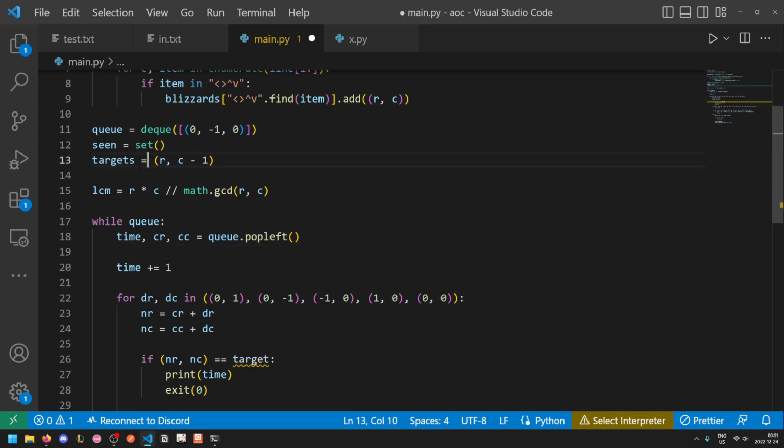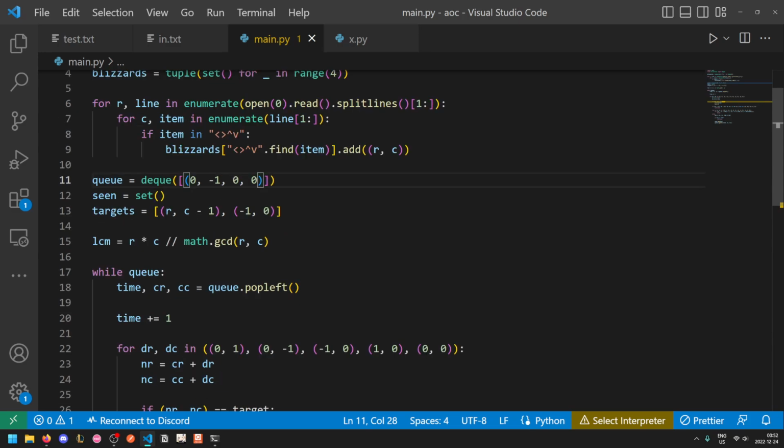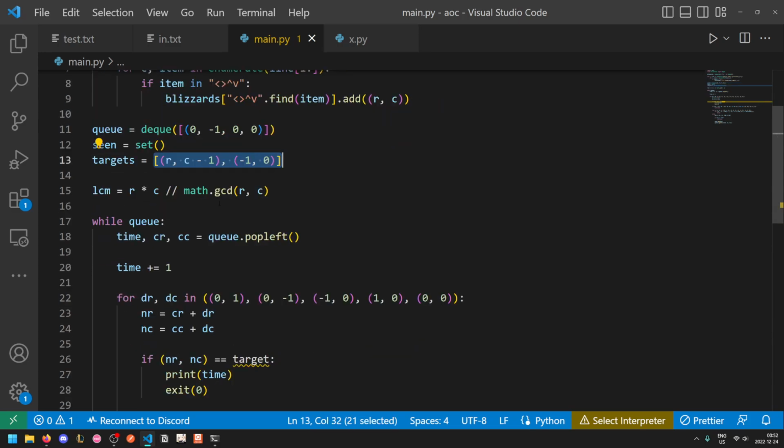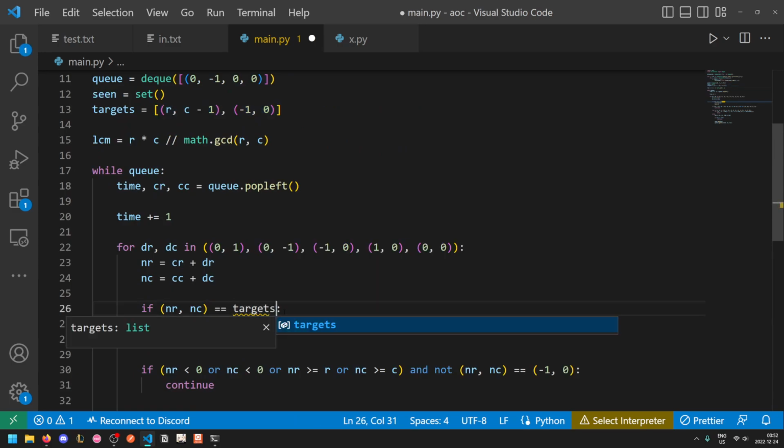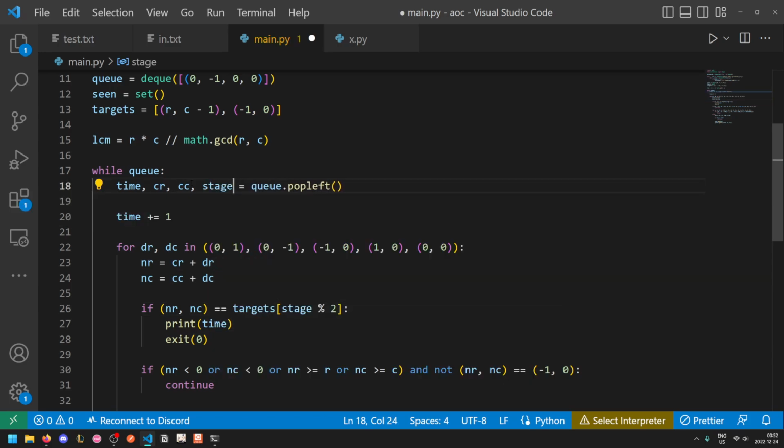So we now have a list of targets. The first target is the end gate, and the second target is the start gate. We're also going to add a new item into our state, which is going to be the stage. The stage is what I call basically which leg of our journey we're in. So stage 0 is the initial path, which was part 1. Stage 1 is the backtrack, and stage 2 is returning to the exit. And so we can find which target we're at by just doing the stage modulo 2. So we'll change this check to targets of stage modulo 2 and add stage into the thing we pop off from the queue each time.